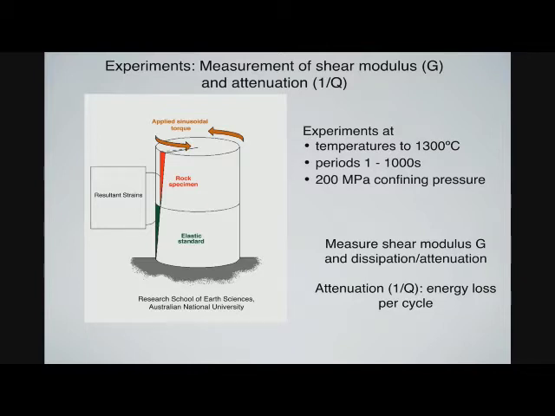The confining pressure, 200 megapascal, is very low. That's really there to keep the interfaces tight, so we have a good coupling when we excite the sample.